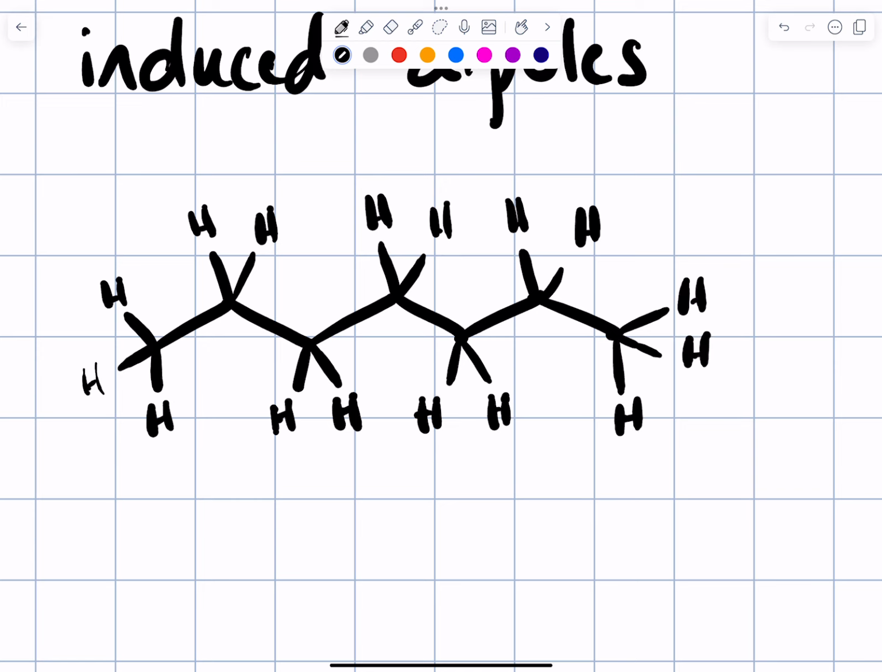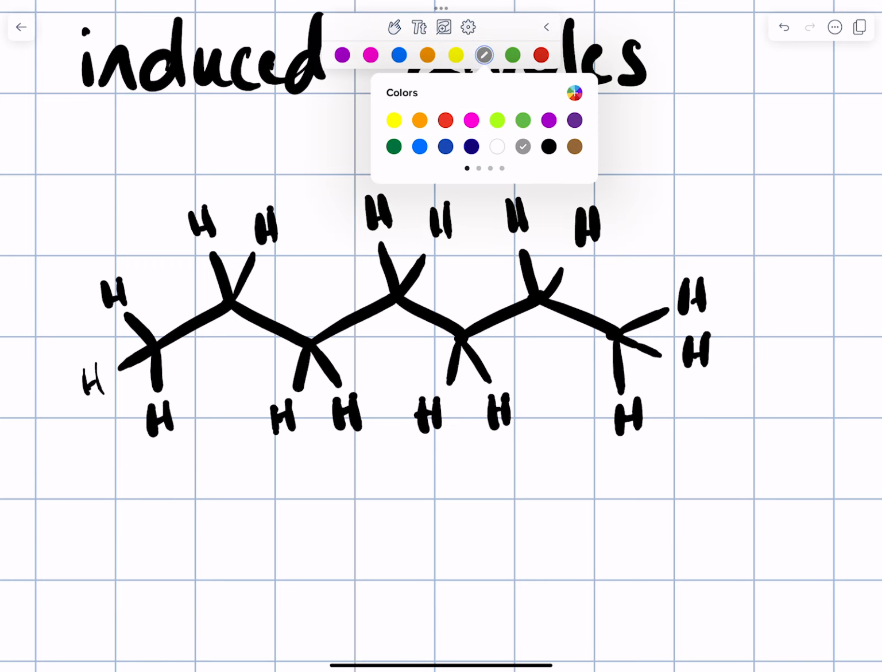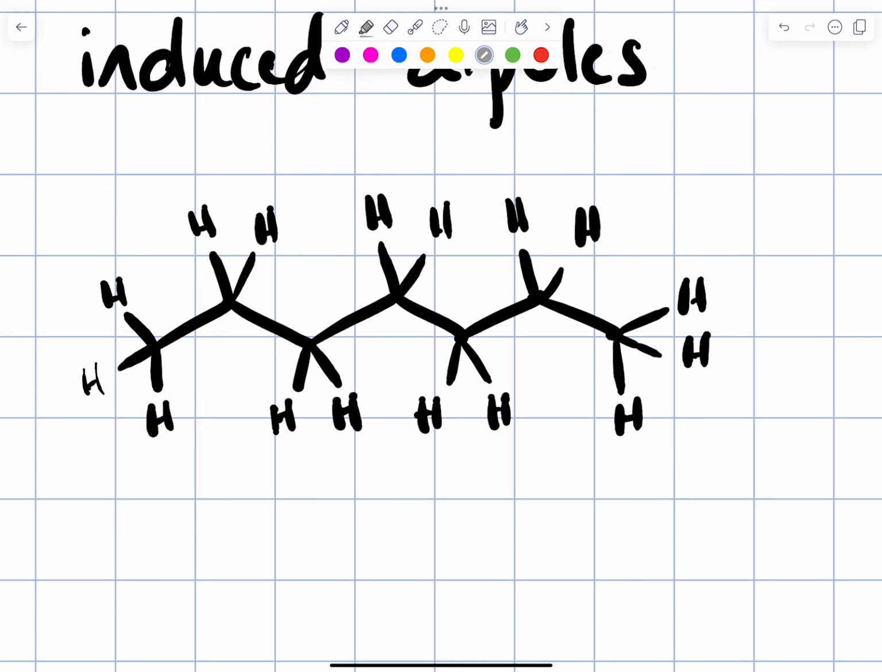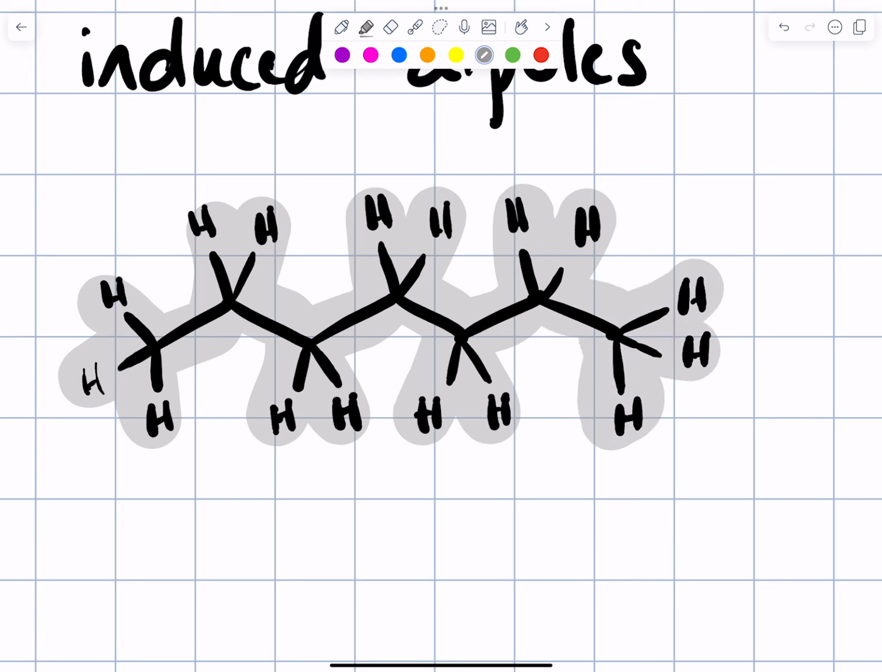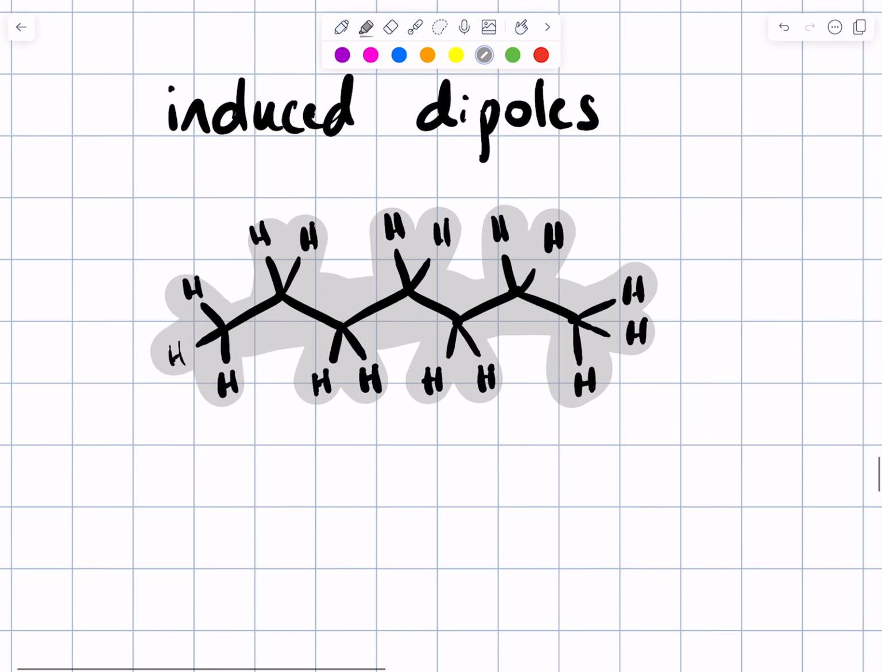I'm going to use gray to highlight the electron density that would be around each of the atoms in this molecule. And gray is just going to indicate that there's not a huge amount of polarization in this molecule, that it's basically somewhat uniform.